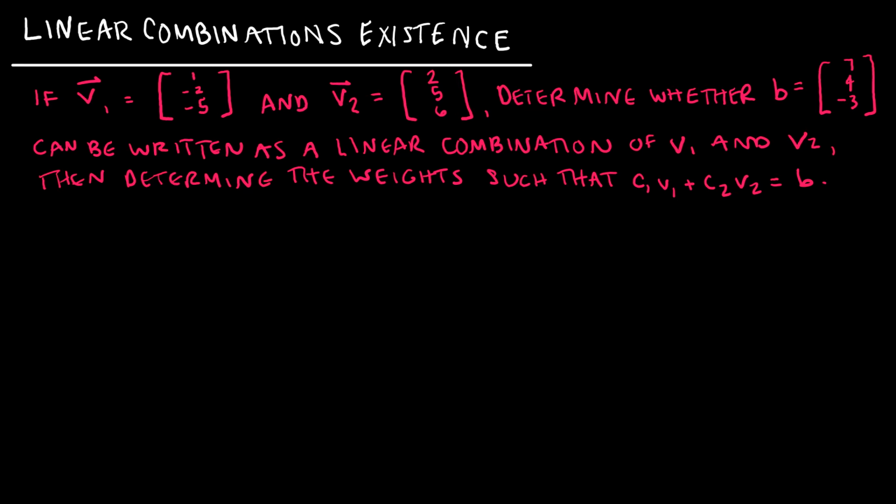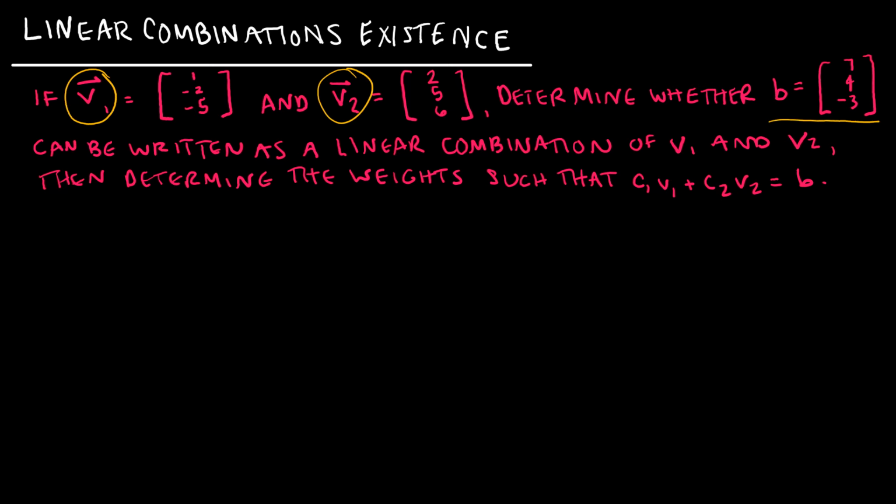First thing I want you to understand is, what is the question asking? It's essentially asking the same thing that our last question asked. It's saying, if I've got V1 and if I have V2, can I draw some sort of linear combination that ends up at 7, 4, -3? So in our last examples, we just drew a picture.